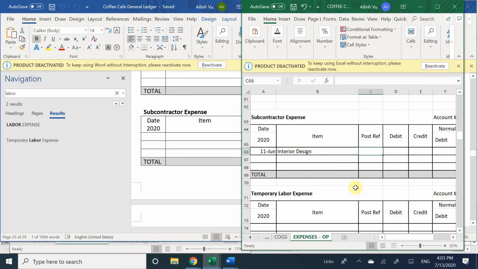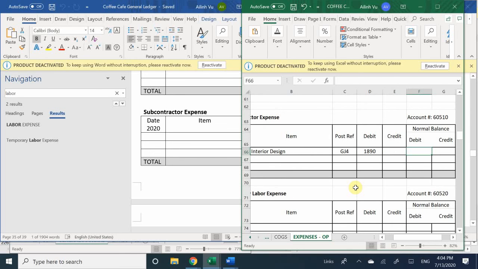Okay, so post reference is going to be my general journal number 4. General journal number 4. And they charged me $18.90. So in this case, since that's where we're starting, it's going to be $18.90.